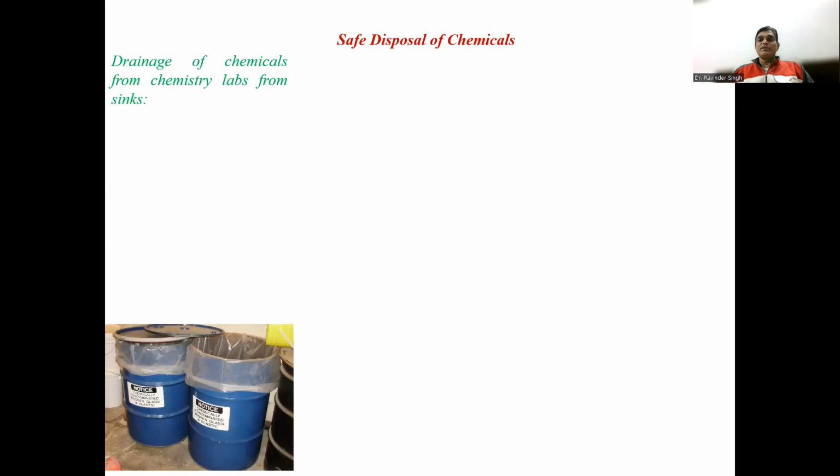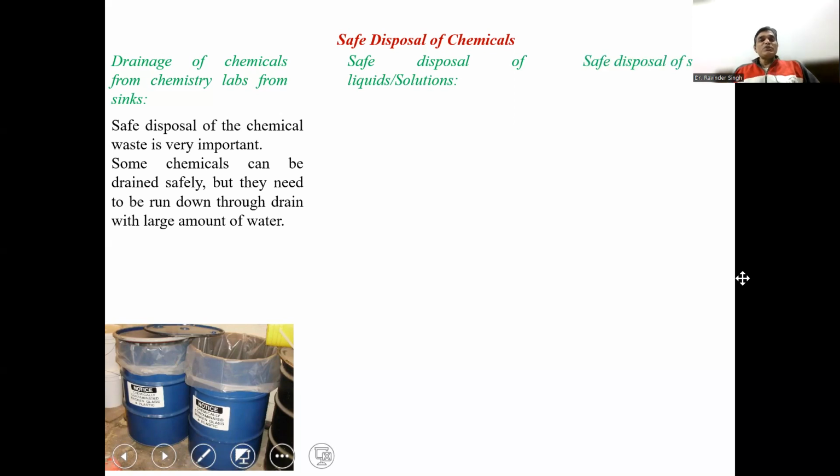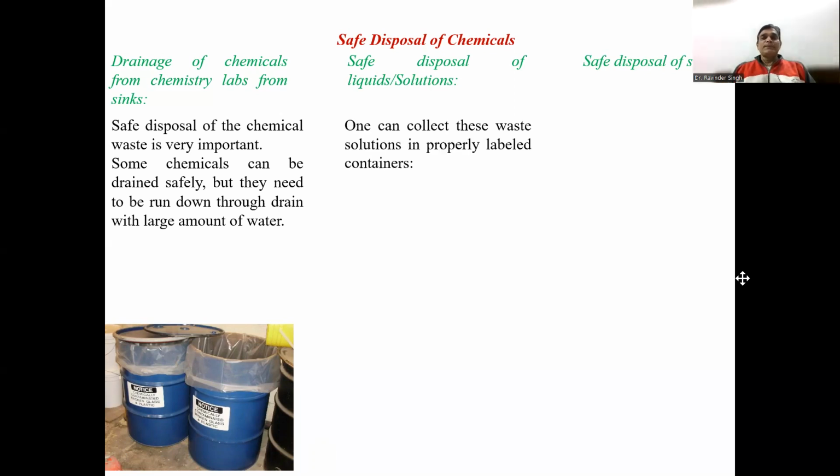Now we can look at safe disposal habits: drainage of the chemicals from the chemistry laboratory, from the sink, safe disposal of liquid solutions, safe disposal of solids. Safe disposal of chemical waste is very important. Some of the chemicals can be drained safely, but they need to be run down the drain with a larger amount of water.